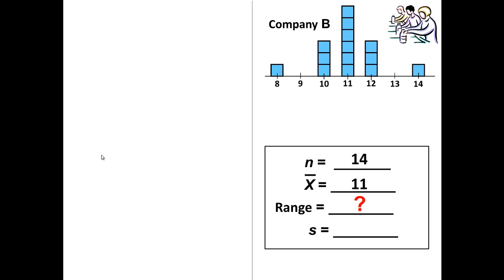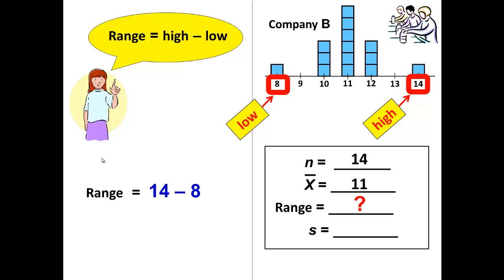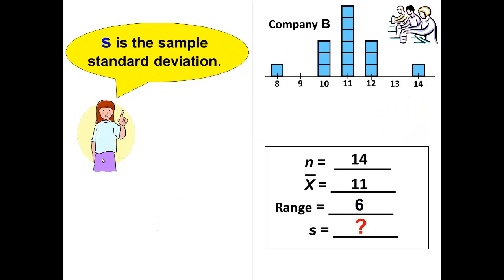The range for this data set can be found by subtracting the high minus the low. With a high of 14 and the lowest value of 8, that gives us 14 minus 8, or a range of 6. And writing that in, we can look lastly, for this data set, at the sample standard deviation.